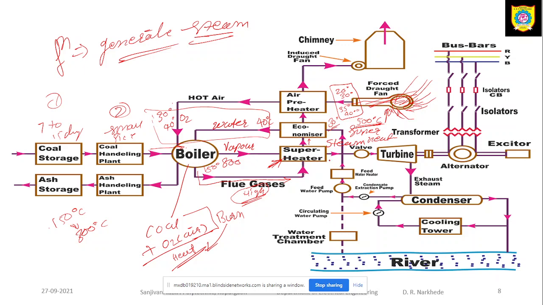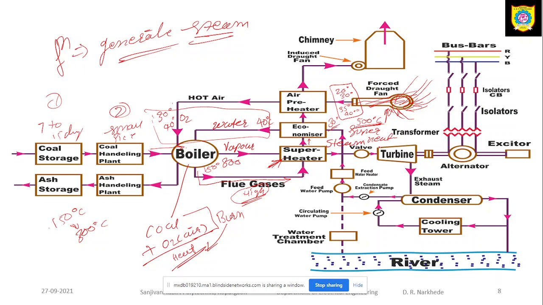Now after the superheater, what are you going to do? These flue gases are going to be released. First they pass through the superheater, then the economizer, then the air preheater, and then they are released into the atmosphere through the chimney. I think all of you have seen a chimney. In front of our college there is a sugar factory, and you can see two large, tall chimneys through which the gases are released at a higher level into the atmosphere.